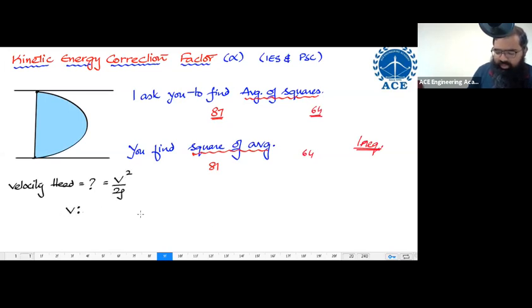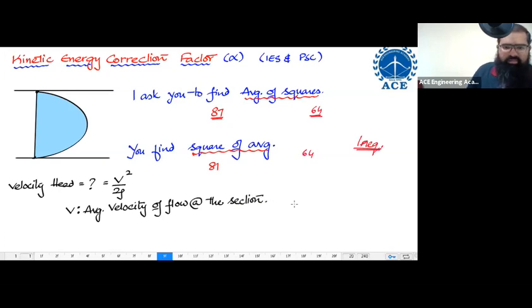What is v over here representing? V over here is the average velocity of flow at the section. Average velocity of flow at the section. So basically, what have you done? You have taken the average and then you have squared the average. So this is what you have done.